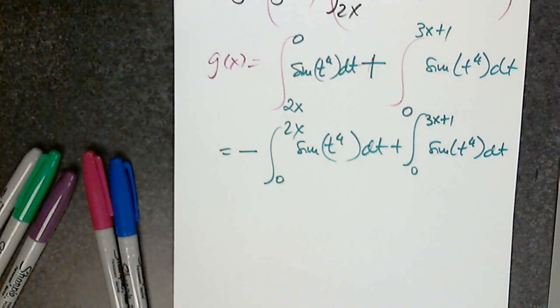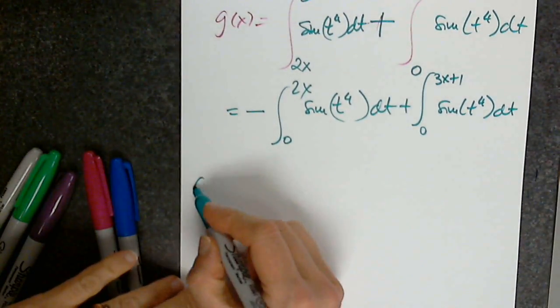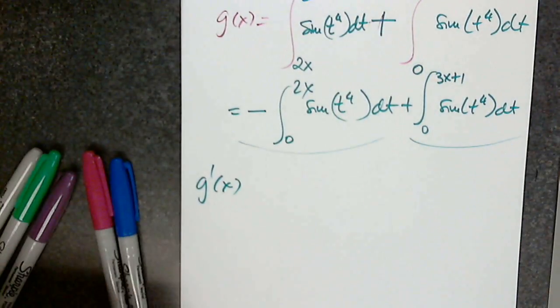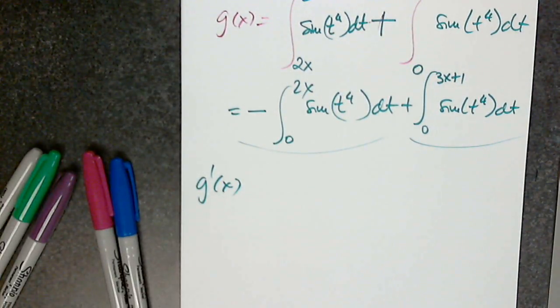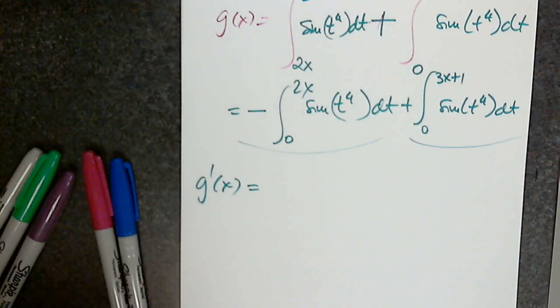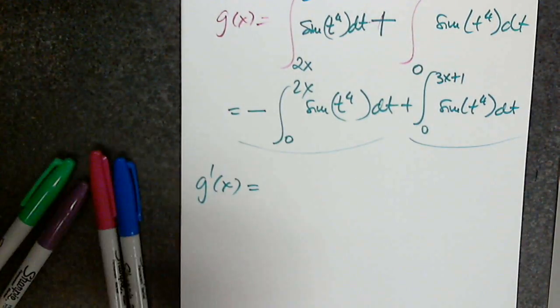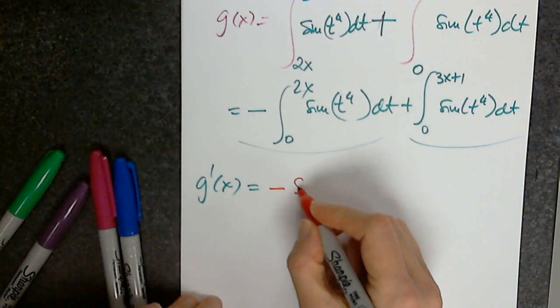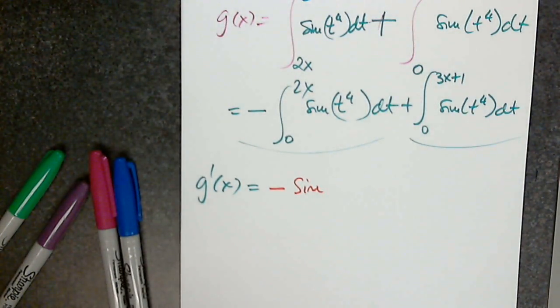Now all the preps are done. Both integrals are ready for differentiation. They have a number as the lower limit and something else as the upper limit. So I'm ready now to find g prime. I differentiate this, and then I differentiate this. What do I get when I differentiate the first one? Definitely minus in front. And then sine of what?